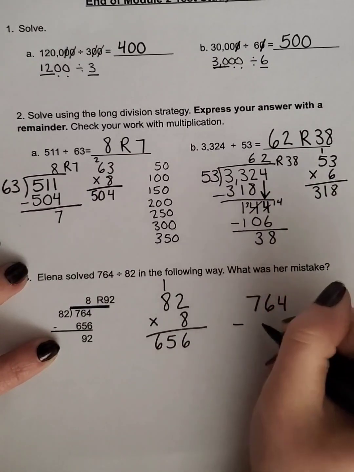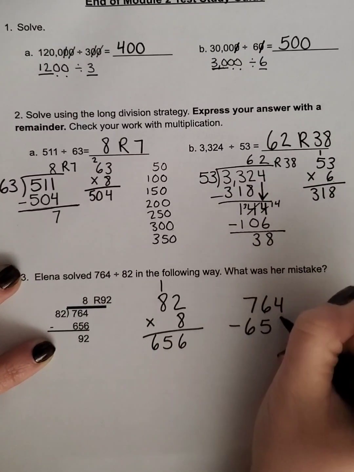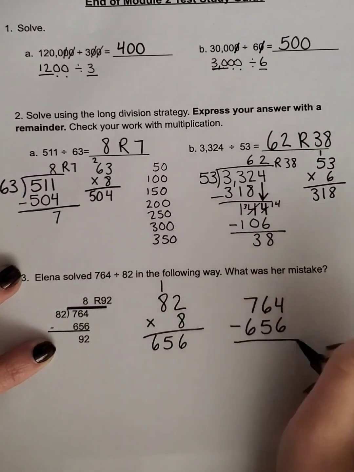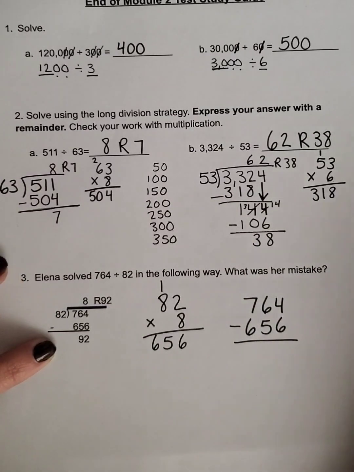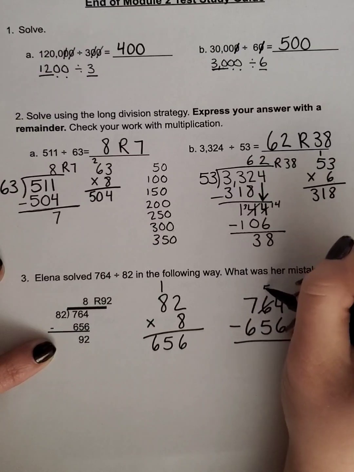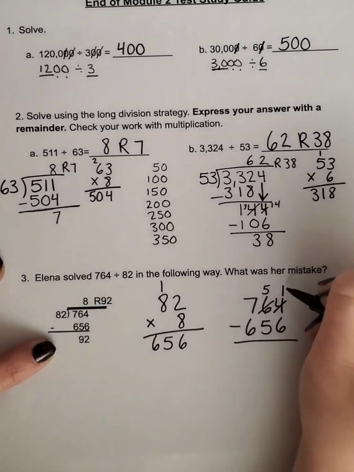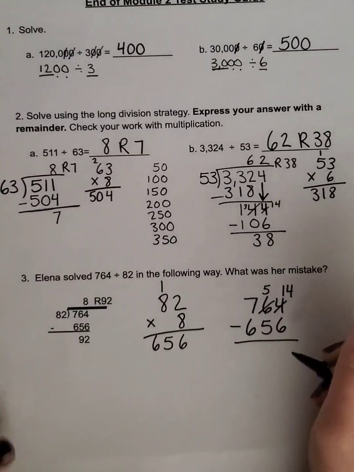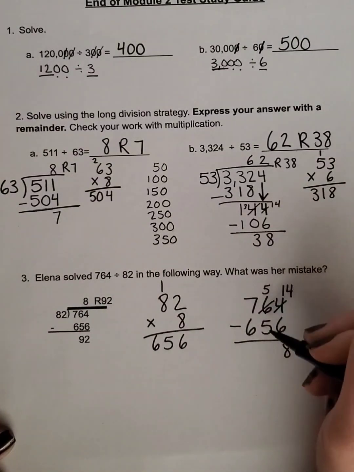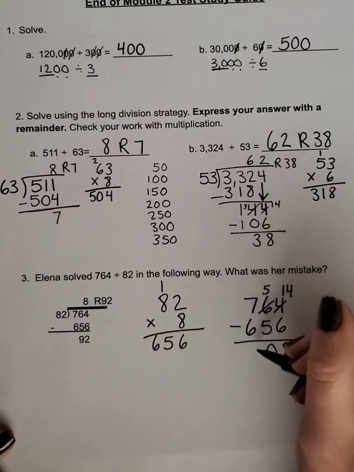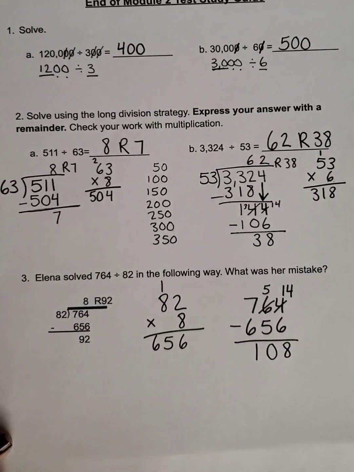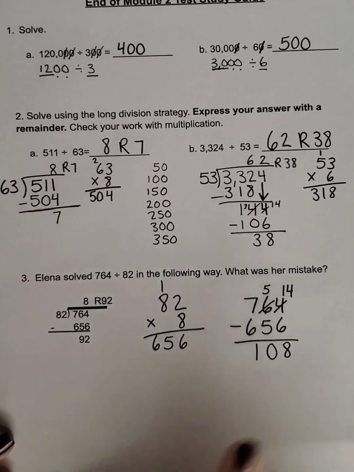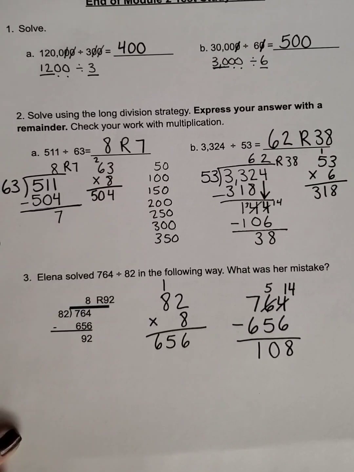764 minus 656. 4 minus 6 I can't do, so I'd have to unbundle this 6 and make it 5 and add 10 more to here. So 10 plus 4 is 14. 14 minus 6 is 8. 5 minus 5 is 0. And 7 minus 6 is 1. Whoa, so I got 108 as the remainder, and she only got 92.